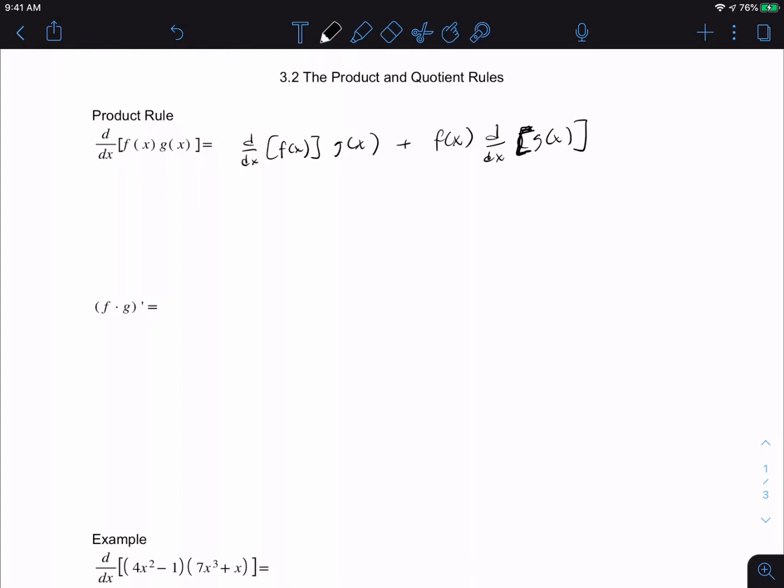Okay, that's a tedious way to remember it. I don't want you to remember it that way. So I wrote it in a simpler form down below, and you just need to know this. So it's the derivative of the first times the second, meaning functions, plus the first function times the derivative of the second function. Right? And this is just to save us time, because if we don't, it becomes pretty tedious.